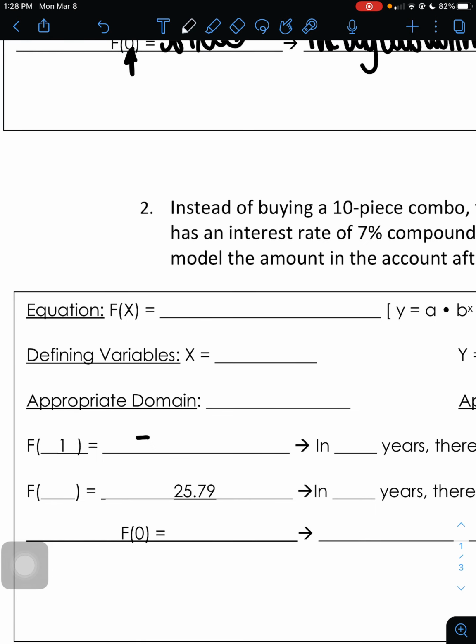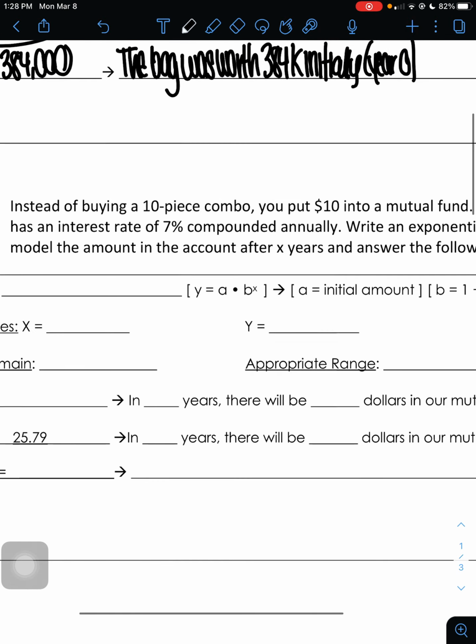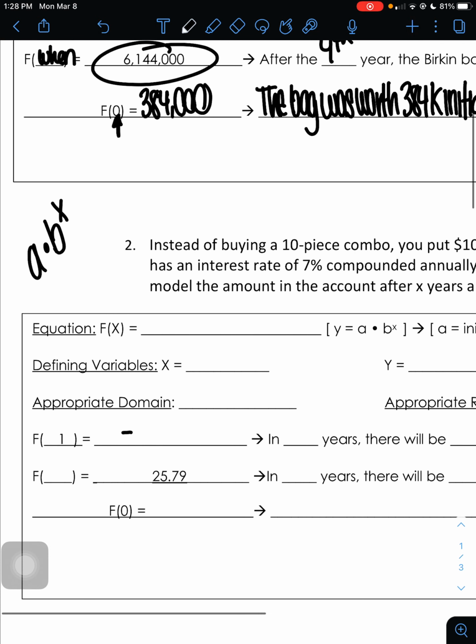So f of x, let's just go ahead and start there. Let's go ahead and write this equation out. I know that the general format is going to be a times b to the x. A is just going to be my initial amount. So for this question, a is just going to represent however much money I put into my account, and that amount was $10. So I'm going to write 10 out front.